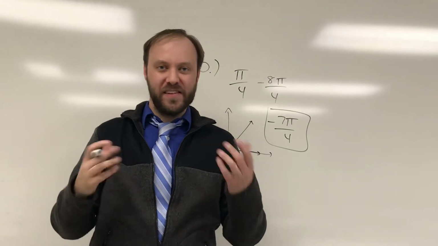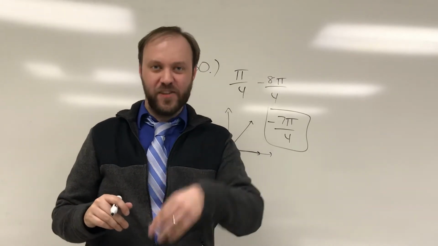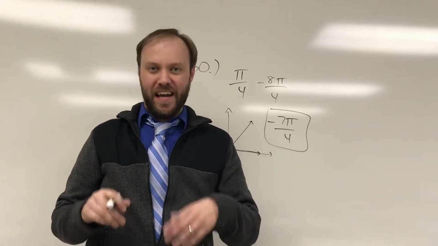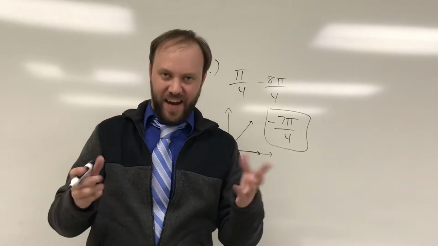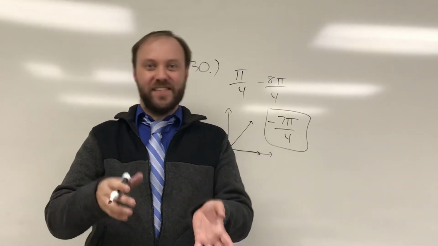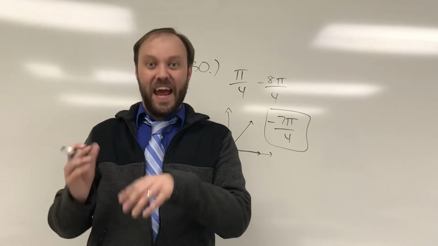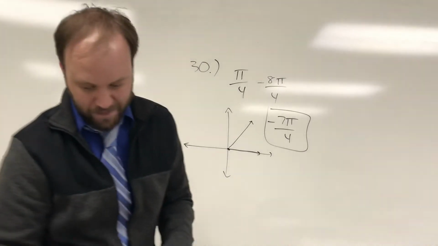And again, if you want to do this in degrees, you could take 45 degrees, add 360, and then convert that back to radians, that's fine. If you wanted to do 45 degrees and subtract 360 degrees, and then convert it back to radians, that's also fine.